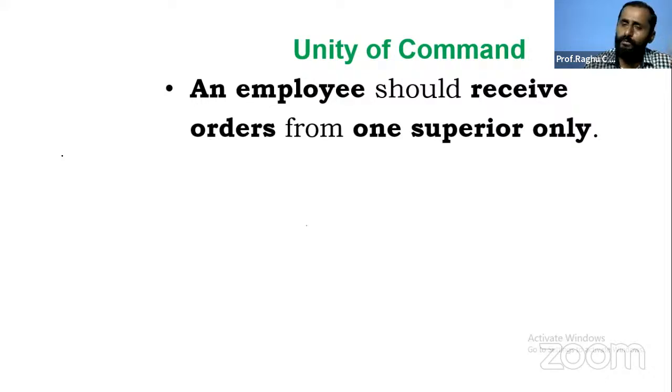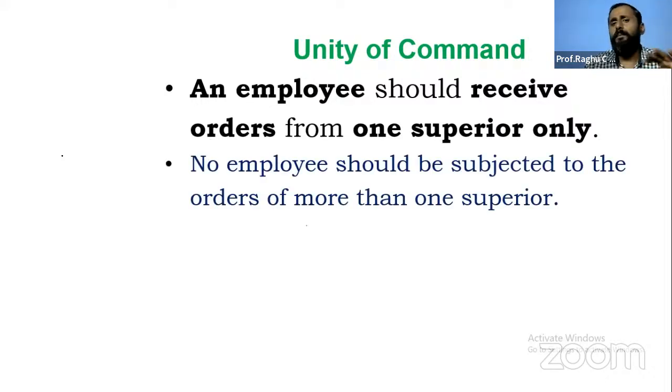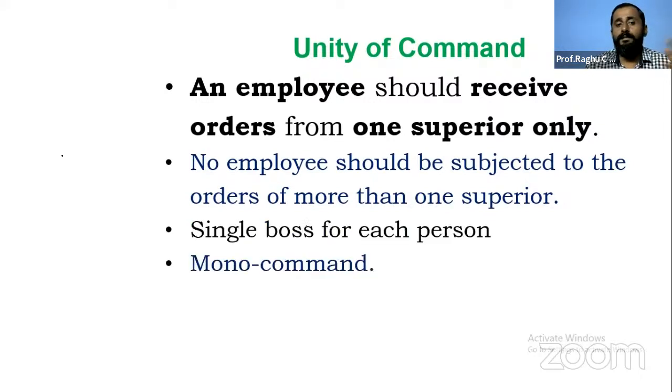Simple. Write in your own words. The other way around, no employee should be subjected to orders from more than one superior. The same here. Then single boss for each person. Mono command. All this means the same. Single boss. One employee should be controlled by only one boss. What will happen if there are too many bosses? There will be utter confusion.